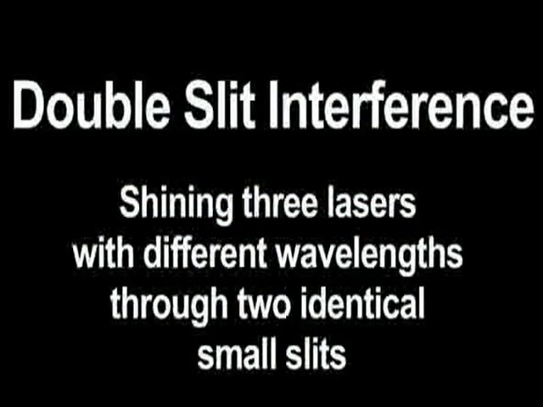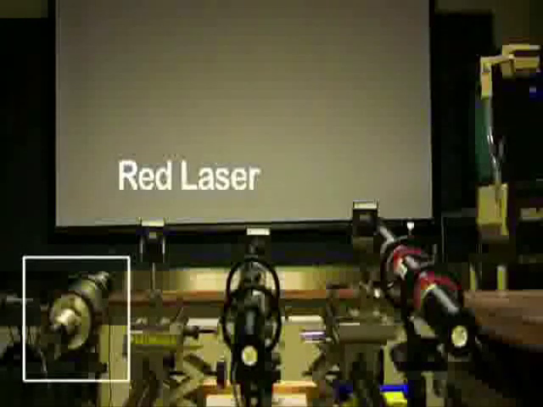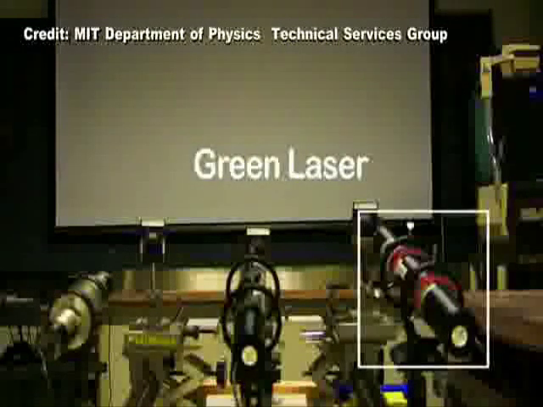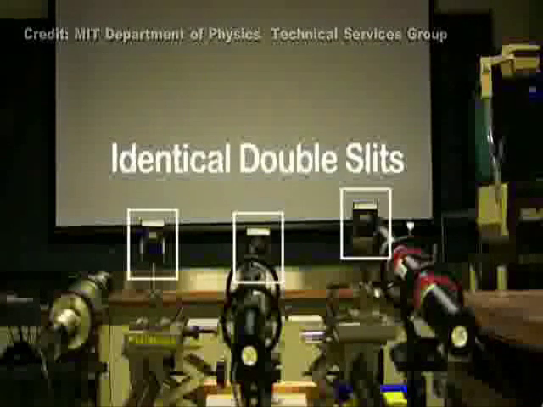In this demonstration of the dual slit experiment, we see a red laser, a yellow laser, and a green laser being used to show how the different wavelengths or colors of light respond when they pass through identical double slits.